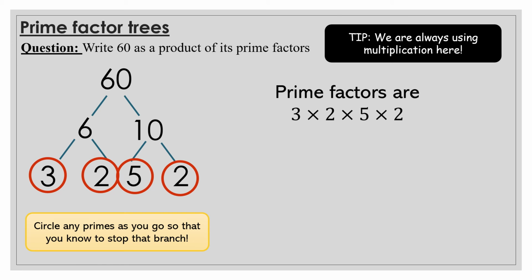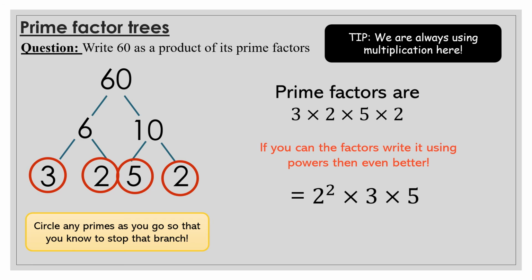Now, if you want to make it even better, you could write some numbers as powers. So look at your prime factors. Are there any that are the same? We've got 2 times 2. How can we write 2 times 2 better? Using powers, we can write 2 times 2 as 2 squared. So you might even get extra marks for doing that. So if you can write it as powers, do so.